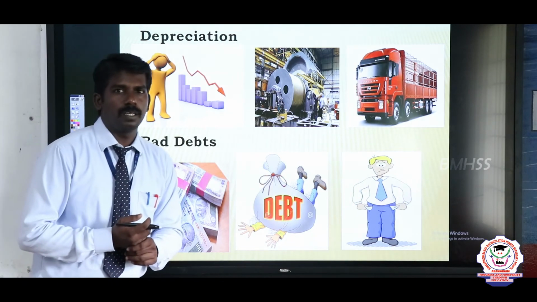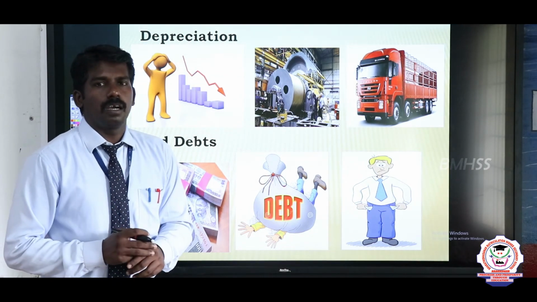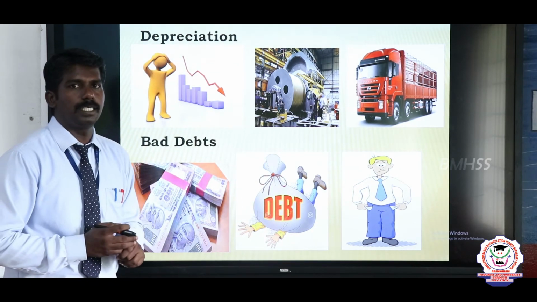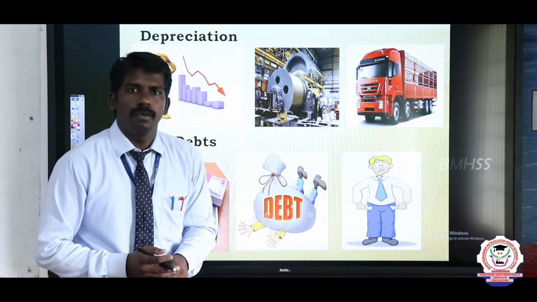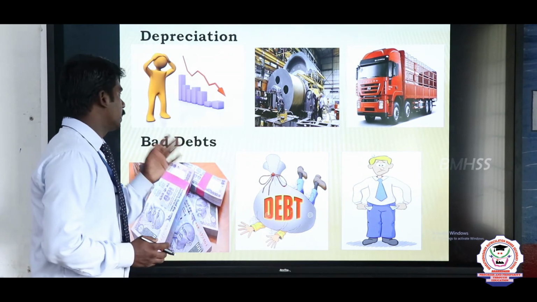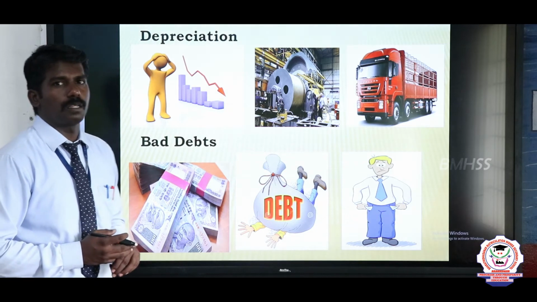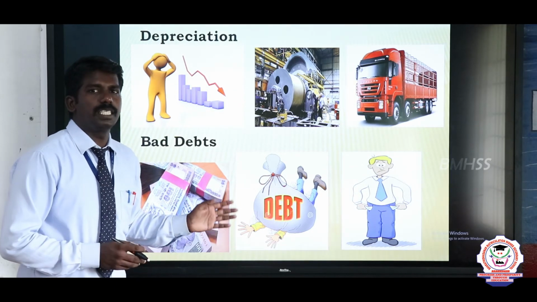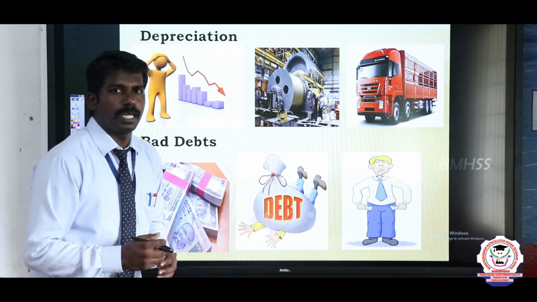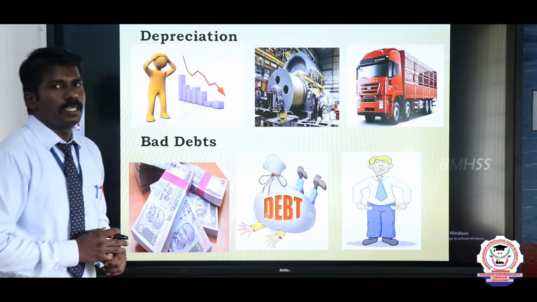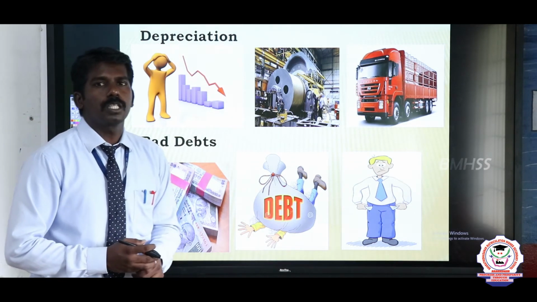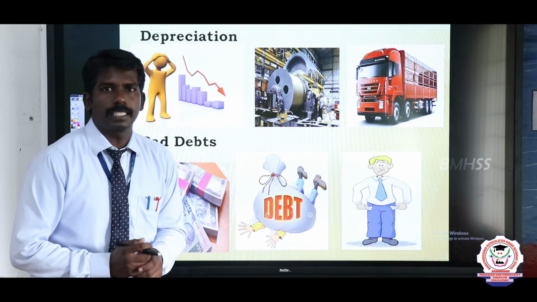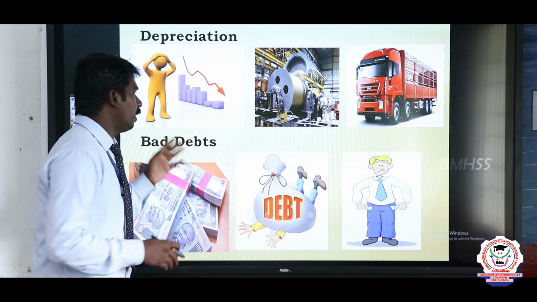See the next one, bad debts. What are bad debts? When debts are uncollected from the debtors, it is called bad debts. That means the debt which cannot be collected from the debtors is called bad debts. Do you know what bad debts are in companies? Recently our central government also wrote off 1600 crores, the amount given to businessmen as loans, as bad debts.